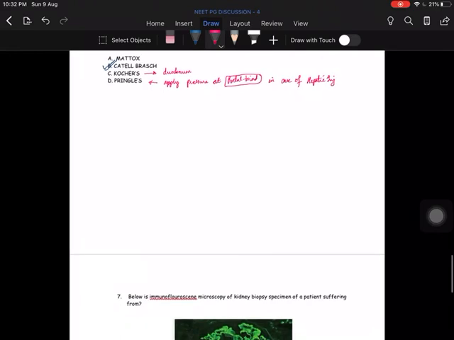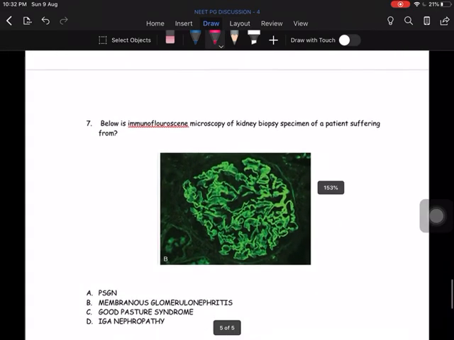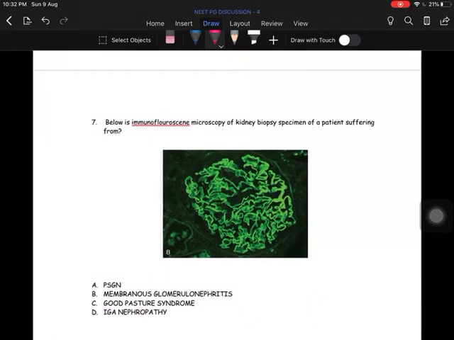The 7th and the last question is: below is the immunofluorescence microscopy of a kidney biopsy specimen of a patient suffering from. When you look at this, you see that this is the glomerulus, and the pattern which we see is quite a linear immunofluorescence. It is very clearly seen as a linear immunofluorescence.